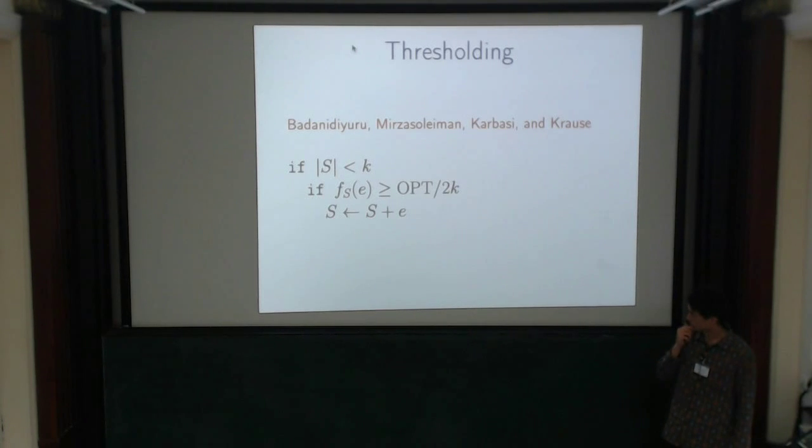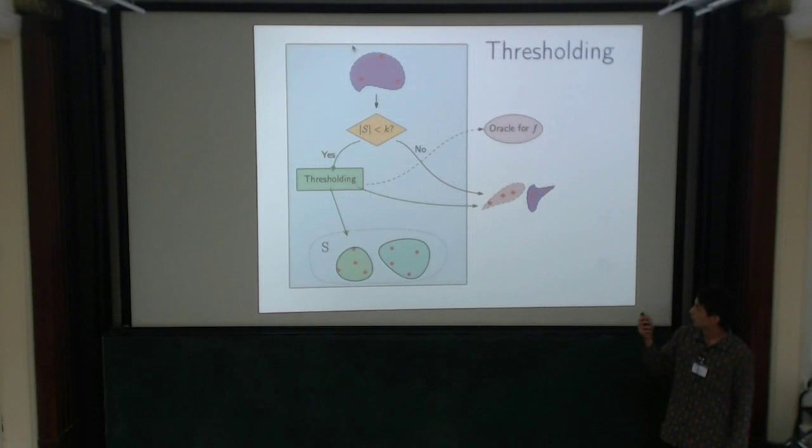Right. Good. So the flowchart will look something like this. I reject all the elements as soon as I hit the capacity. Okay, this will be in contrast to our next algorithm.